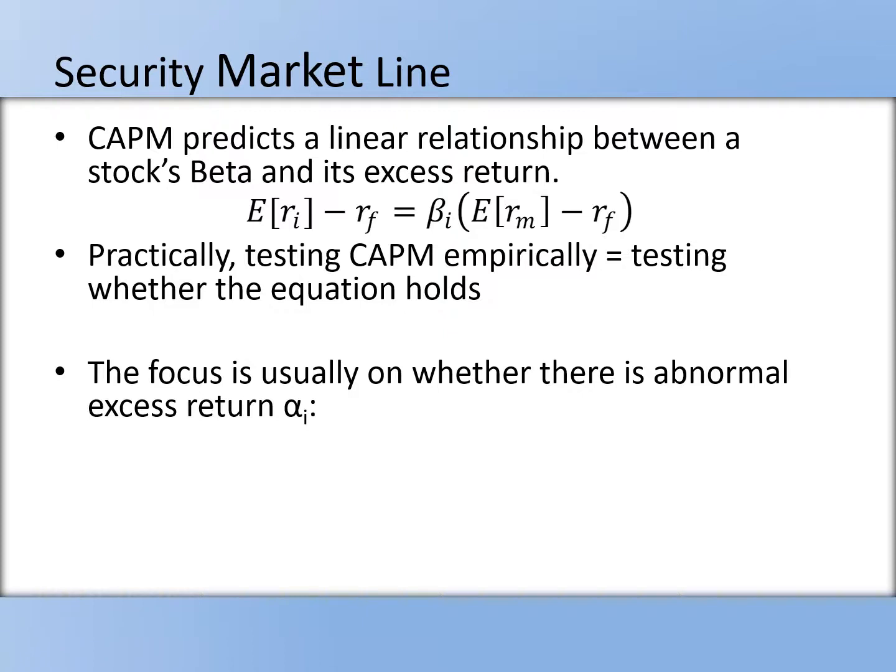The focus is usually where there's an excess return. In many empirical finance papers, what you want to show is that you can find something other than CAPM, right? There's an extra term. Okay. Ideally, you want to be able to say when this extra term would be positive.